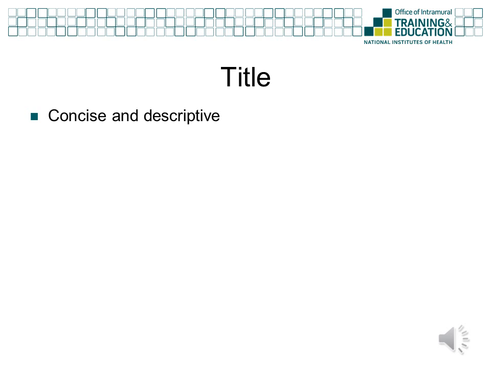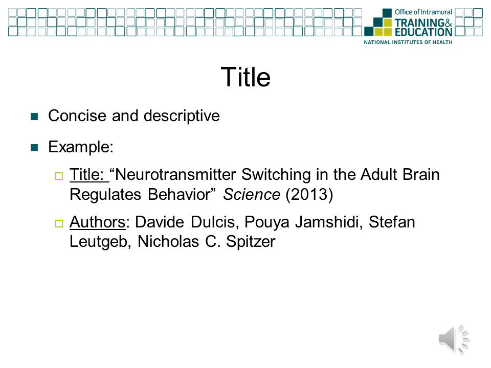The title of the paper should describe and highlight the main findings of the research. It is a great starting point to identify the take-home message of the paper and whether the paper will be of interest to you. For example, this is a title of a recent article in the journal Science. Neurotransmitter switching in the adult brain regulates behavior. This title highlights the main findings of the paper.